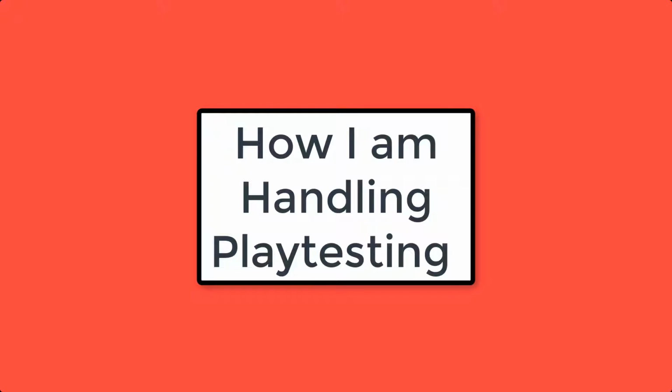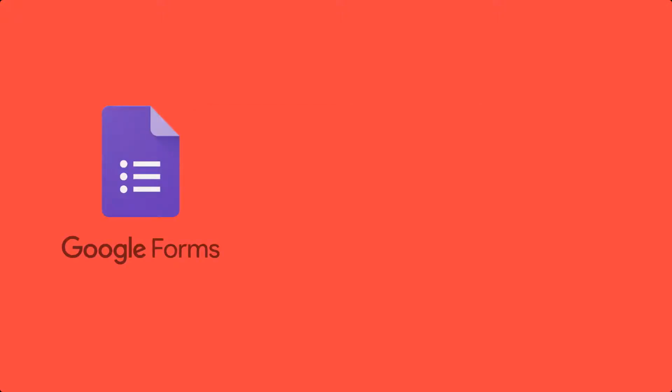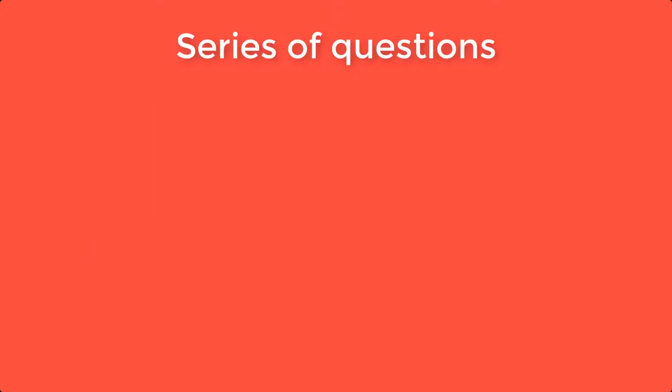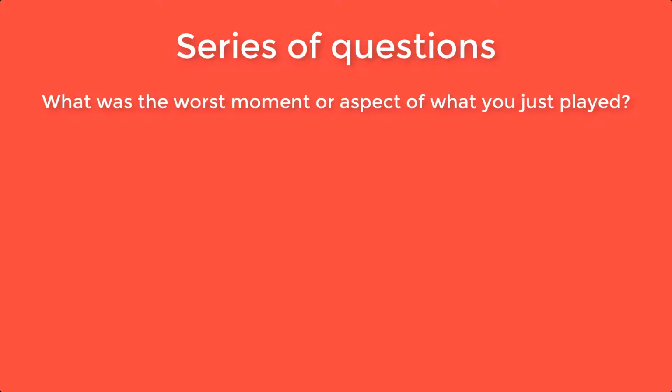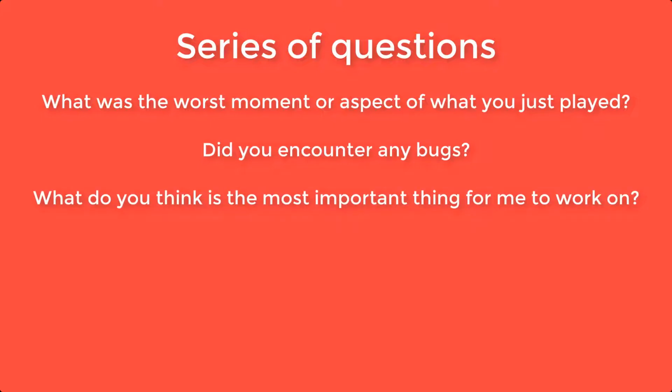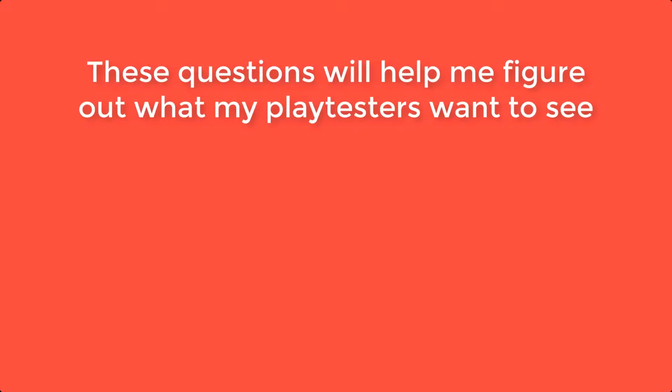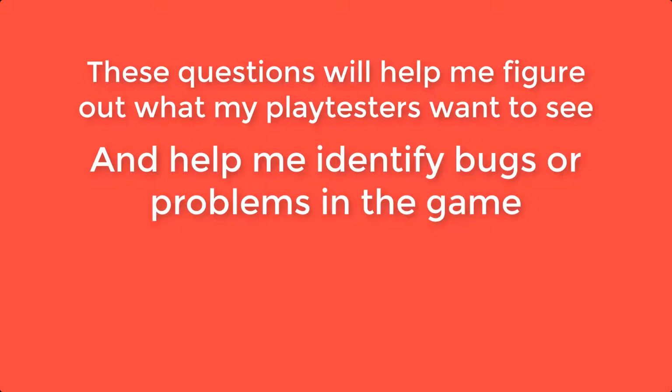Let's start by talking about how I'm handling playtesting at this point in time. I have a Google form that I tell all my playtesters to complete when they finish the game, where I ask a series of questions about the game. The main questions I'm going to look at right now are: what was the worst moment or aspect of the game? Did you encounter any bugs? And what did you think is the most important thing for me to work on? These questions will help me figure out what my playtesters want to see in the game and identify any bugs that might be in the game.